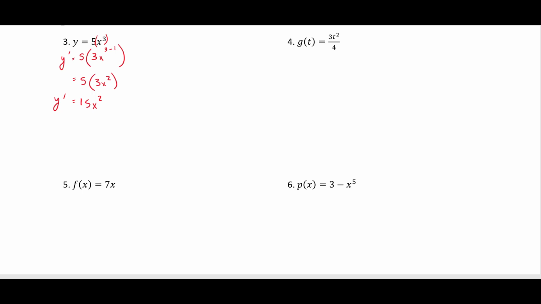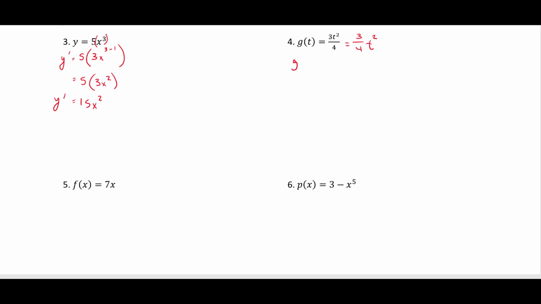All right, let's look at this fourth one. g of t is equal to 3t squared over 4. The first thing we want to do is rewrite this because right now we've got a quotient and we haven't talked anything about quotients yet. So g of t, we write it as 3/4 t to the second power. Now you can clearly see this is just like the third one. We have a constant multiple of our function, so we have to use the constant multiple rule.